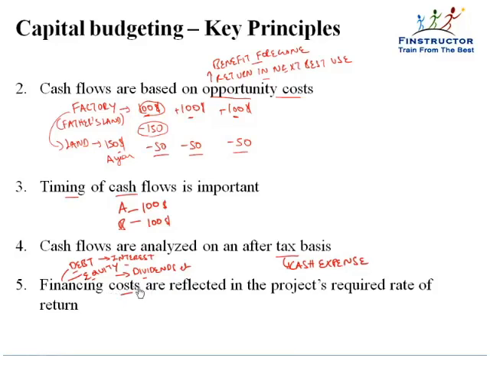But remember, guys, that financing costs, cost of debt and cost of equity, are both accounted for in the project's required rate of return. So we will study in the next session the concept of weighted average cost of capital, which tells us that if the project is not returning sufficient money, if it's not returning above its cost of capital, then the project should not be undertaken.